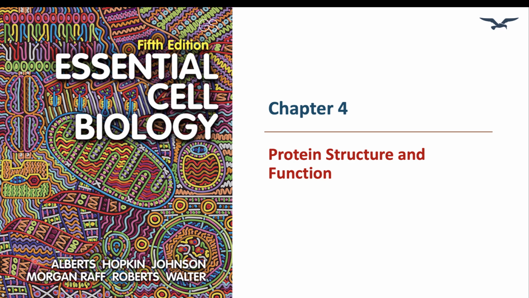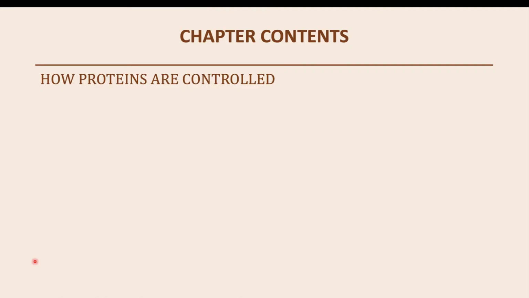Hello, we're going to continue with Chapter 4, which has the broad topic of protein structure and function. We're going to look now specifically at how proteins are controlled. And we can look at different aspects of control, like their activity, their location, what they bind. All of these things are going to be regulated by the cell.